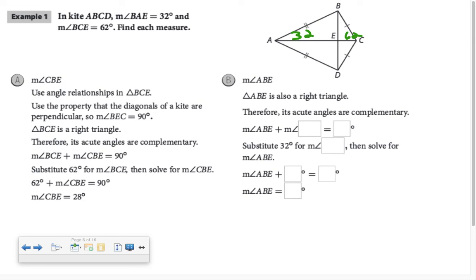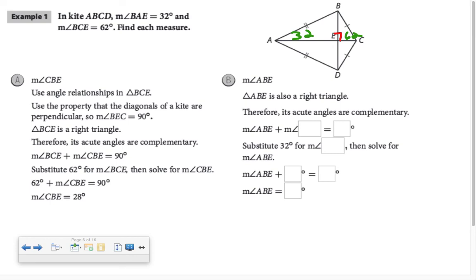So in part A, they're asking for angle CBE, and we know that the diagonals of a kite are perpendicular, so we know that the measure of angle BEC is 90 degrees, so it's a triangle. And they're talking about how it's a right triangle. This is a valuable observation to make, that in a right triangle, the acute angles will be complementary, so BCE, which I know is 62, plus CBE has to add up to 90. So when you solve that equation, you find that CBE is 28.